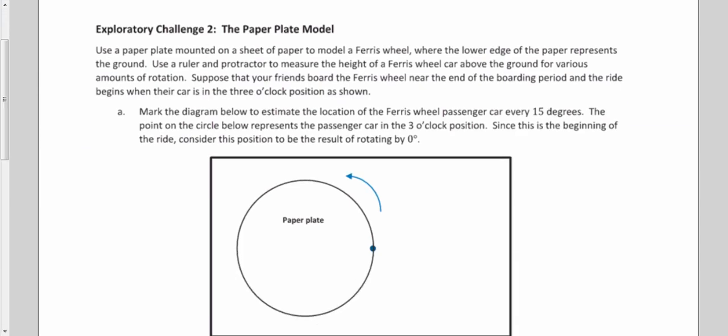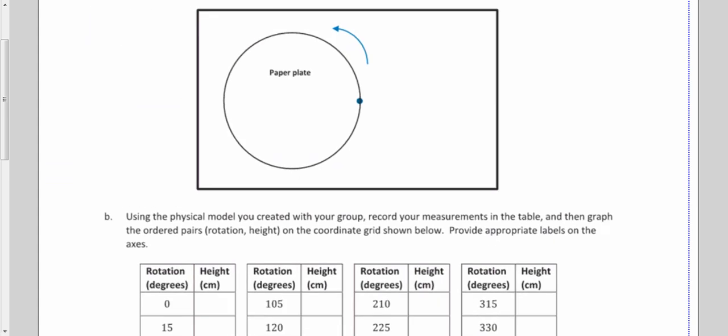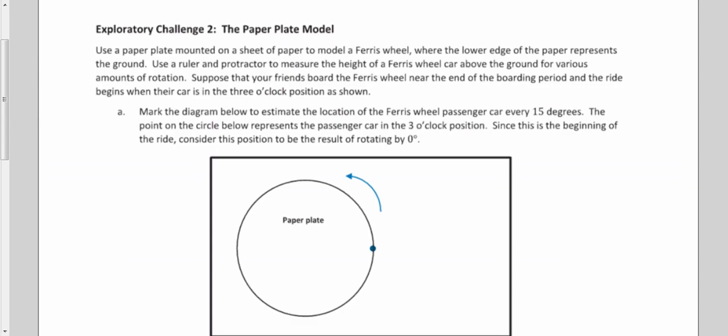How much time do we got? I don't think we got much time. We got 9 minutes. All right. Here's what we're going to do. Tomorrow, we're going to jump into paper plates. I think. I got to talk to Mr. Erickson, but I think we're going to do paper plates tomorrow.